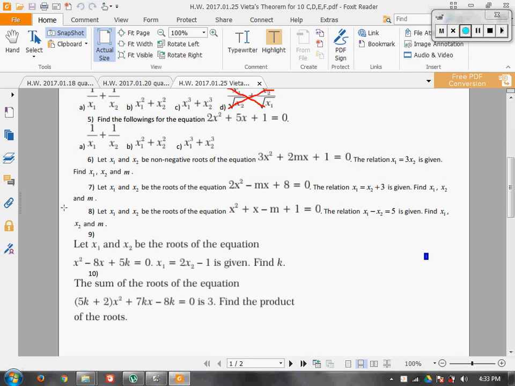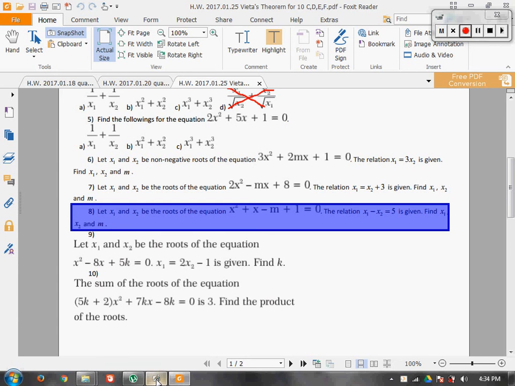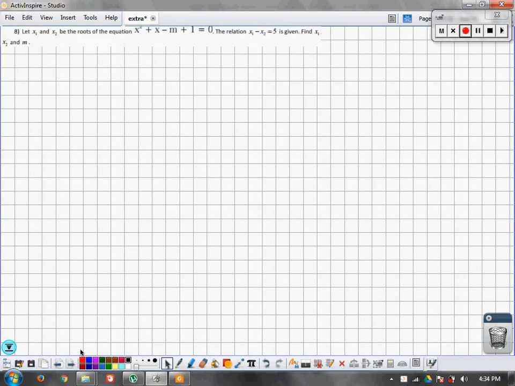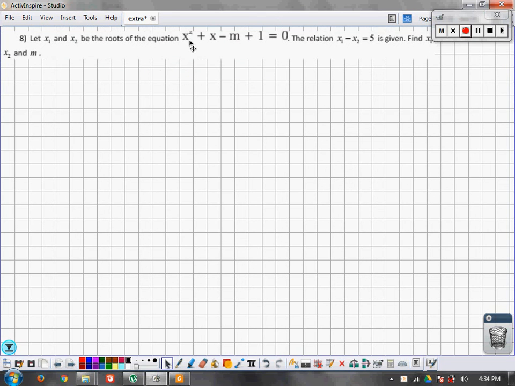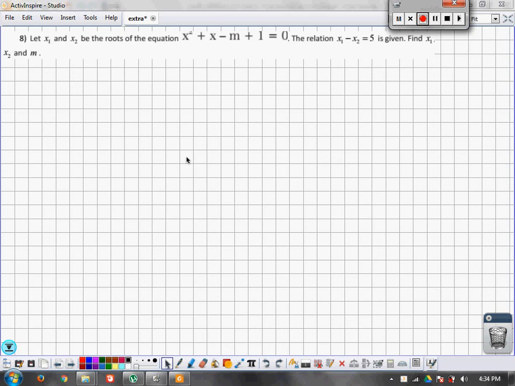Let's solve one which is 8. I'm gonna be really fast. Here we have x squared. Everybody can remember it. Okay, now let's solve these 2 questions.